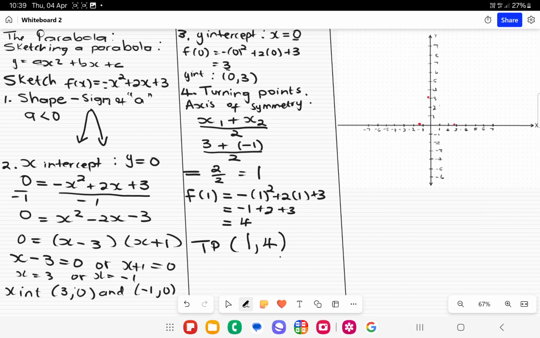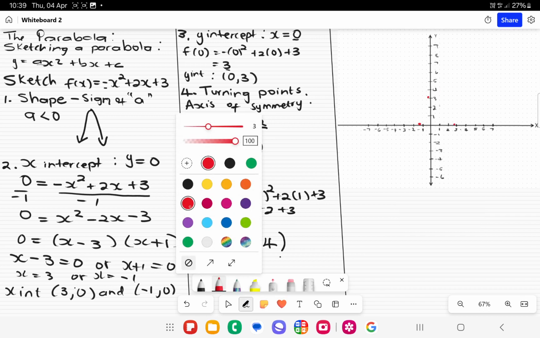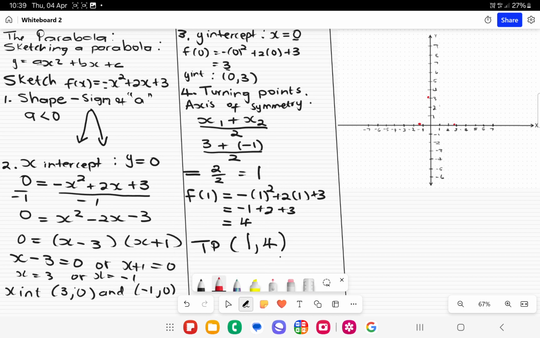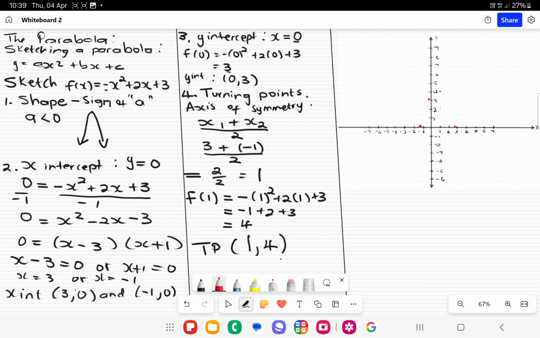This thing is giving me problems now. All right, there are my four beautiful points, and I'm going to join them. I always like joining from left to right. Makes sense for me, and I never make mistakes that way. So I'm going to join all my points.